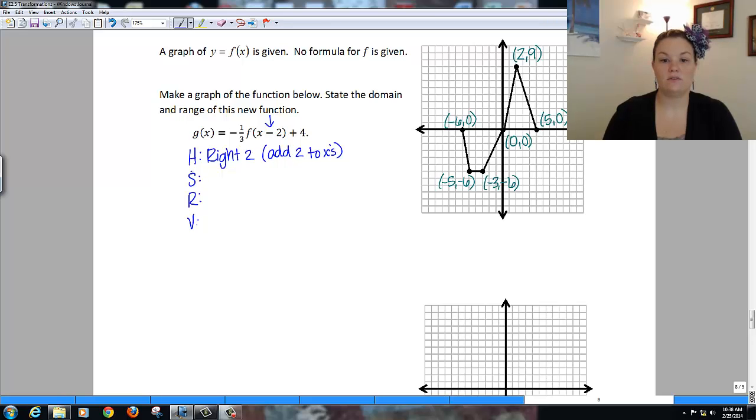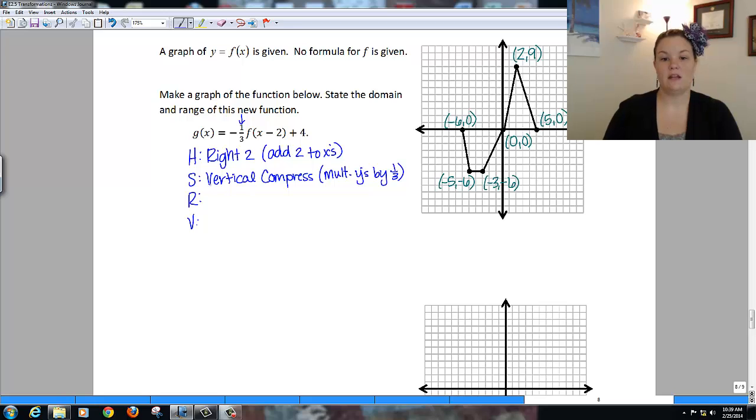Then I look for a stretch or compress. Am I multiplying anywhere? I am multiplying on the outside of my function, by 1/3. So if I multiply by 1/3 on the outside, that's affecting my y's. So this is going to be a vertical stretch or compress. Since I'm multiplying by a number between 0 and 1, this is going to compress it. So this is a vertical compress, and I would have to multiply my y's by 1/3.